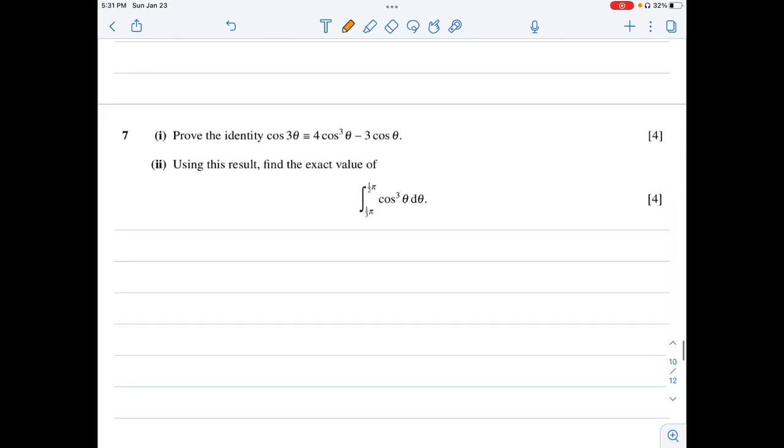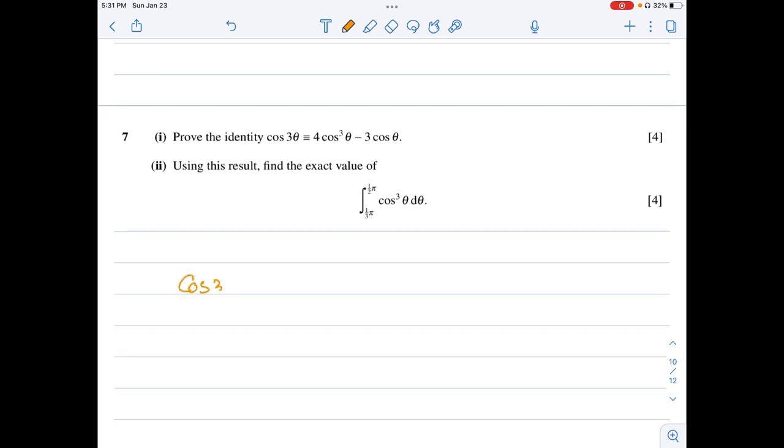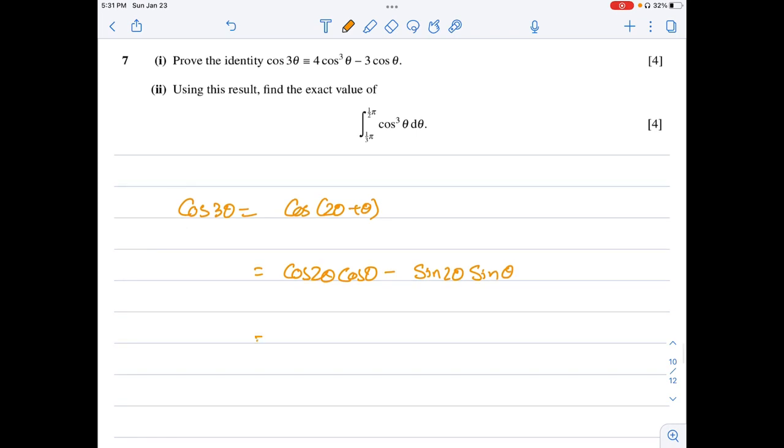Coming to question number 7. Prove that the identity cos 3 theta is equal to 4 cos cube theta minus 3 cos theta. Cos 3 theta is equal to cos of 2 theta plus theta, cos A plus B, cos A cos B minus sin A sin B. We can see that everything is in terms of cos. So cos 2 theta is 2 cos square theta minus 1 times cos theta. Sin 2 theta is 2 sin theta cos theta times sin theta. So it becomes 2 cos cube theta minus cos theta minus 2 sin square theta cos theta.